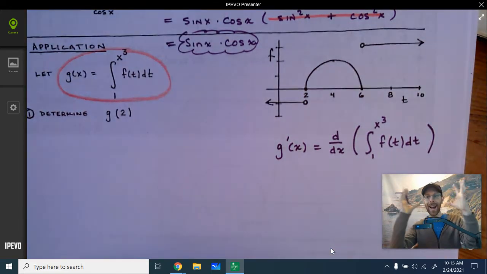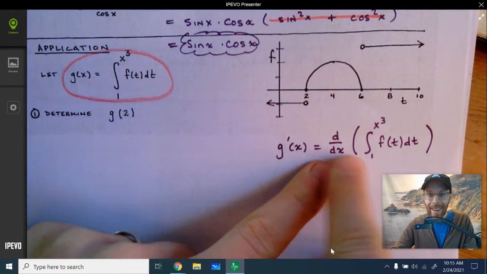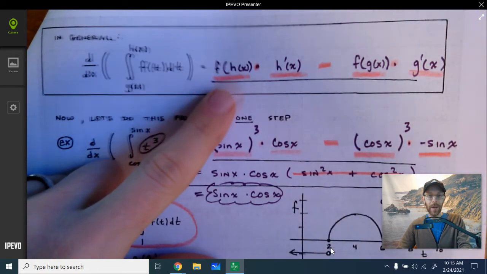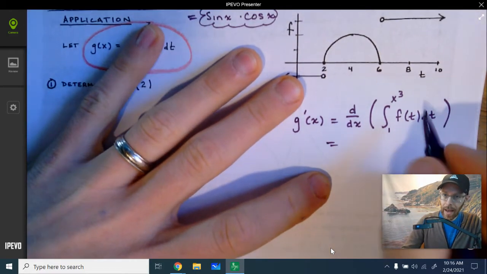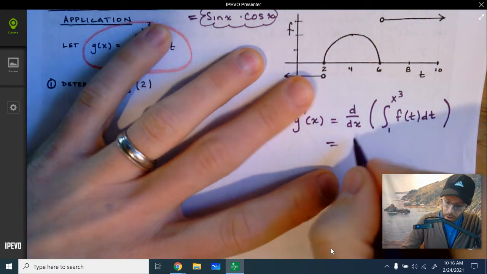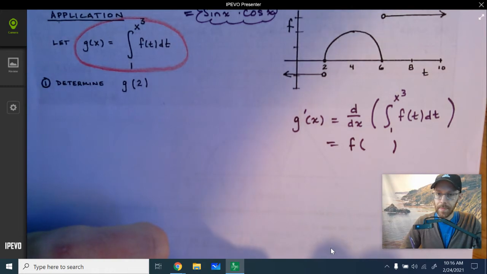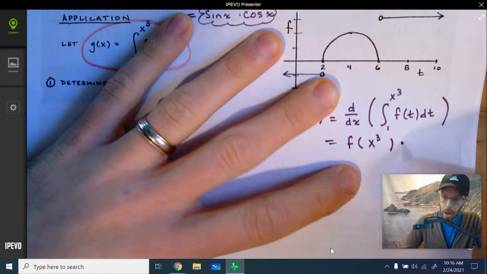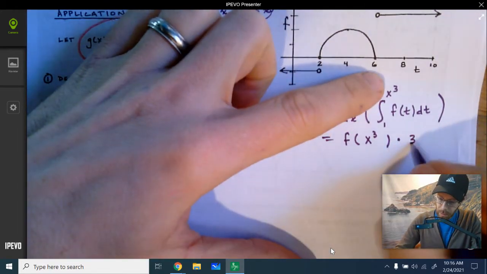Oh, Mr. Klein, I see it right there. It's the derivative of the integral. So we're using this formula that we cooked up right here. All right, so what does it say? It says that you got to leave the function alone. So we'll have f of something, and that something would be x cubed multiplied by the derivative of x cubed, which is 3x squared.